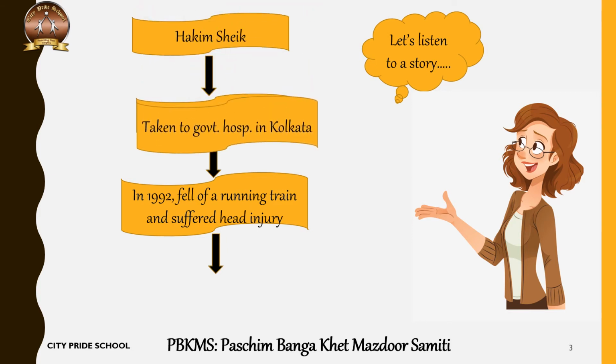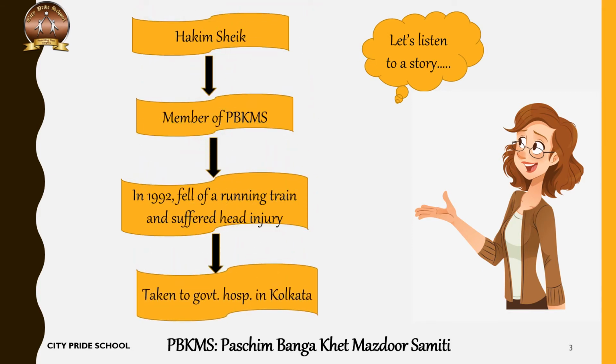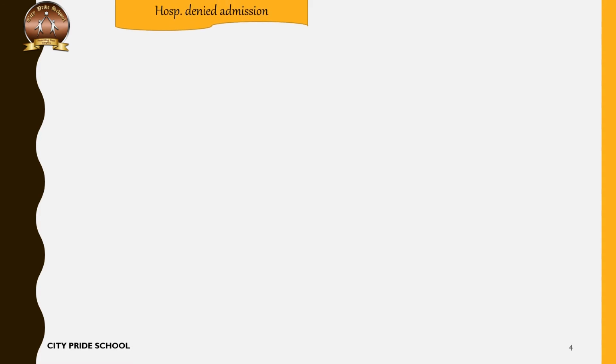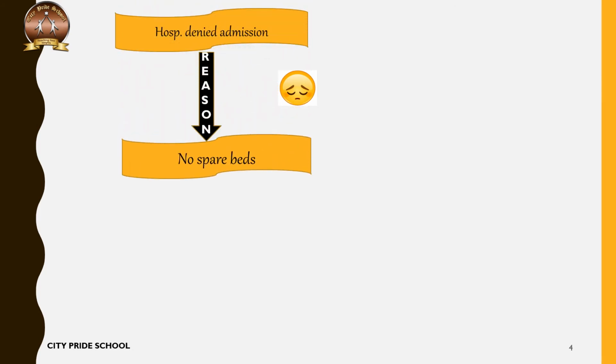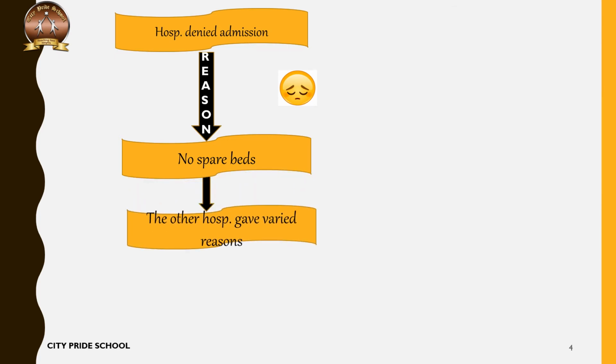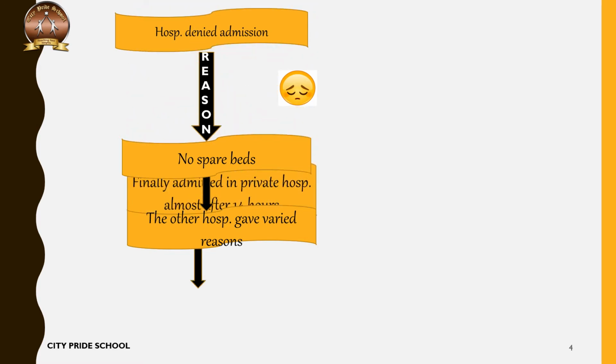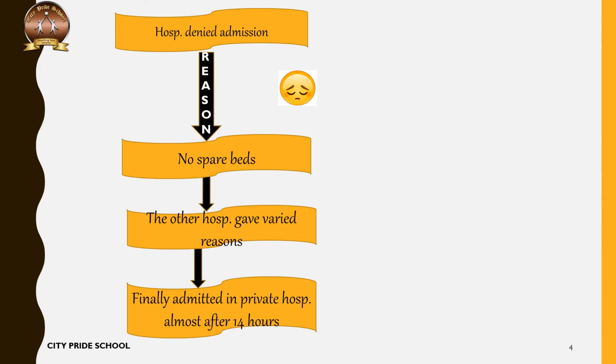Whatever may be the reason, let's see what happened when he had a head injury. People took him to a government hospital in Kolkata. Now the hospital denied him admission. It's so bad that when a person needs emergency medical aid, the hospital is denying admission. The hospital gave certain reasons, that there were no spare beds. All the beds in the hospital were full, and that is the reason they could not accommodate him. And it so happened that they tried 7 to 8 different hospitals, and for almost 14 hours they were traveling with the head injury.